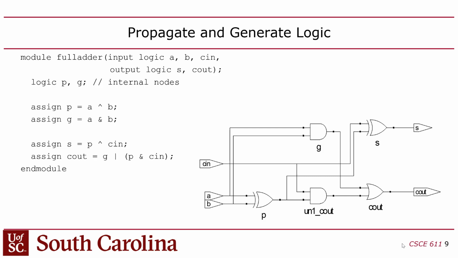I think your way is faster because XOR takes longer. Yeah. More delay. Yeah, I don't know. I guess if you used A or B for propagate, I don't know. I don't think that would cause an issue.